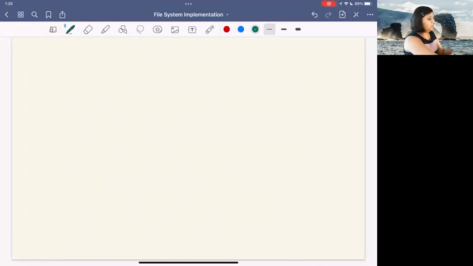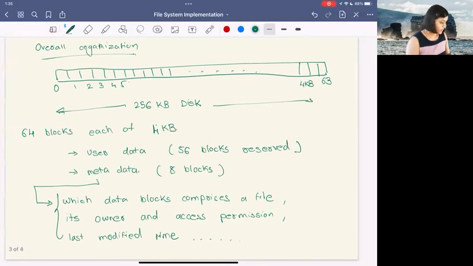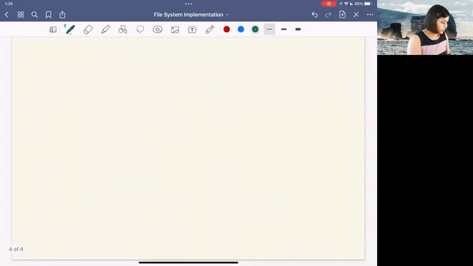Now, one of the obvious things we would definitely need, all this information inside the metadata, could be stored inside our inode struct. So one very important thing that is part of this metadata is the inode itself. Let's say out of the 8 blocks that we reserved for metadata, we have 5 blocks reserved for inodes.